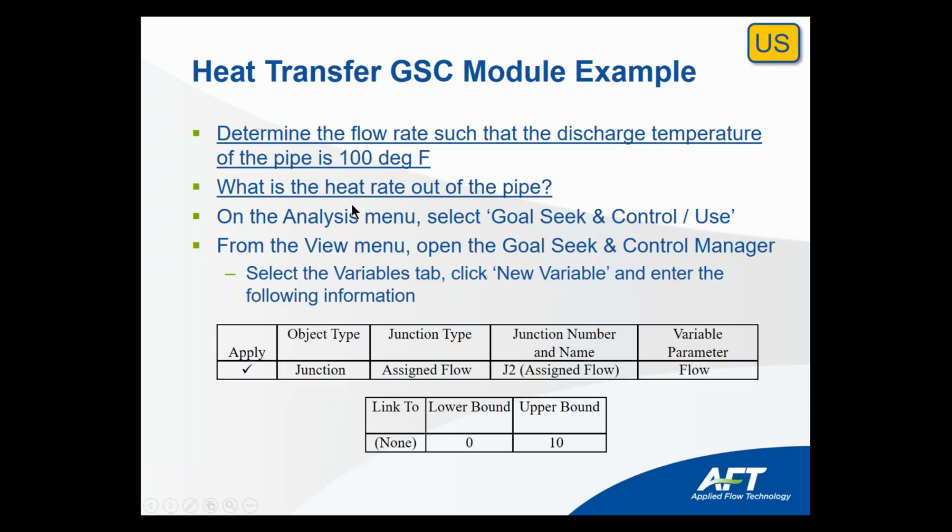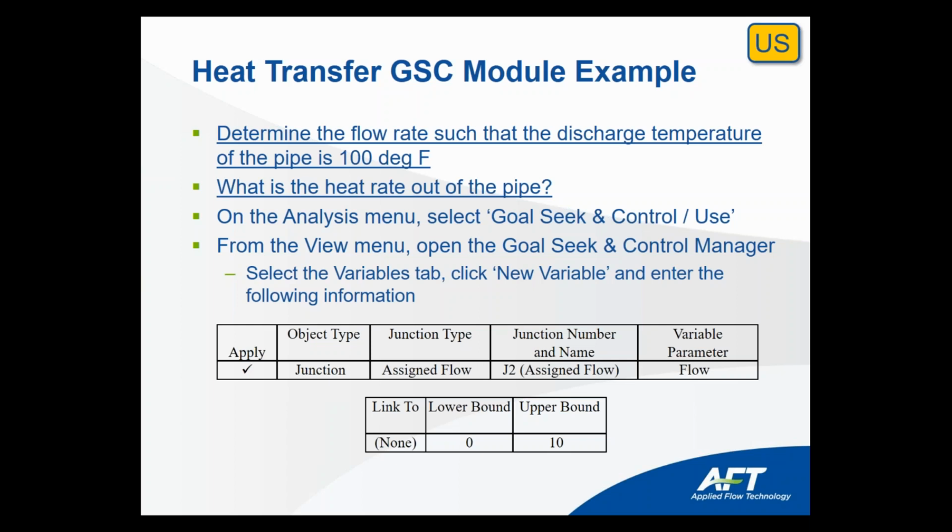Everything's peachy there. So on the analysis menu here, we're going to again select use goal seeking control. From the view menu, then we'll open the manager and we're going to enter the variables as shown here. So the new variable will use the assigned flow. So we're going to be changing the flow rate. A cool thing here to note is that we have the ability to bound the solver. So you can limit what the variable can go to.